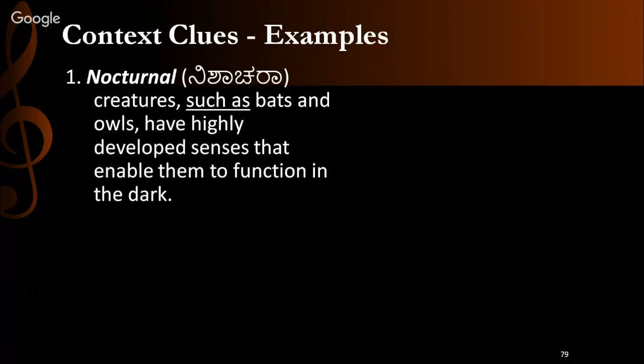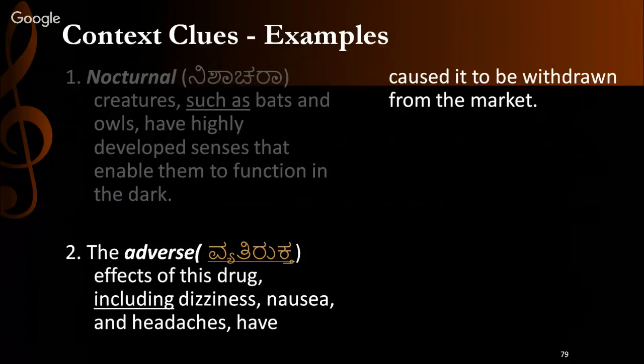Nocturnal creatures such as bats and owls have highly developed senses that enable them to function in the dark. The adverse effects of this drug, including dizziness, nausea and headaches, have caused it to be withdrawn from the market. So dizziness, nausea, headaches are negative and harmful, so we understand that adverse means harmful.